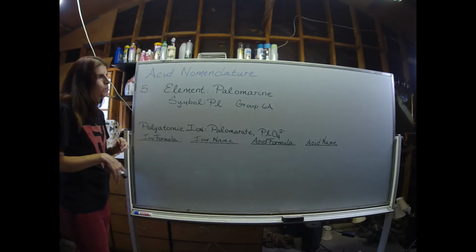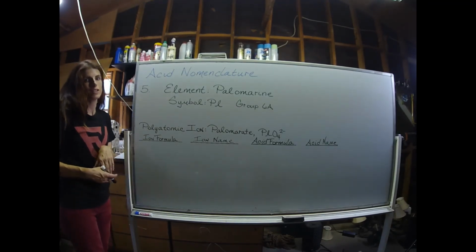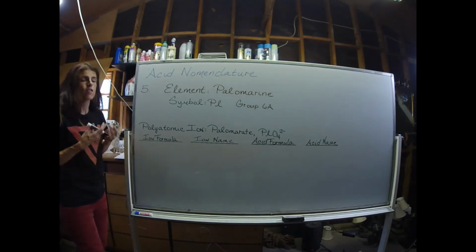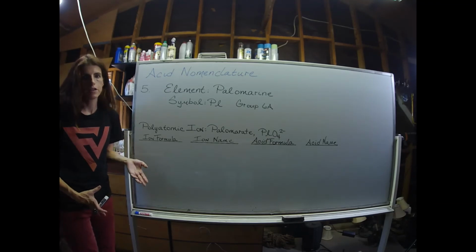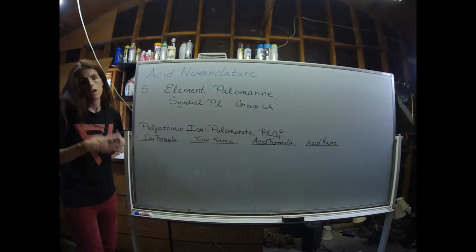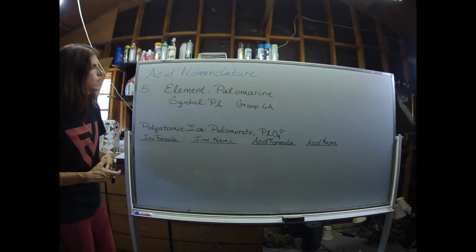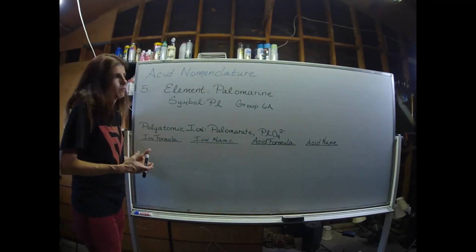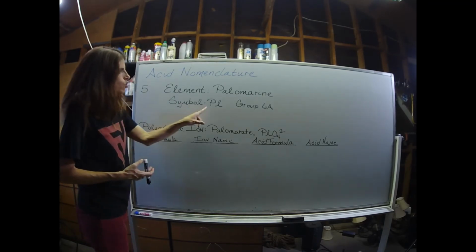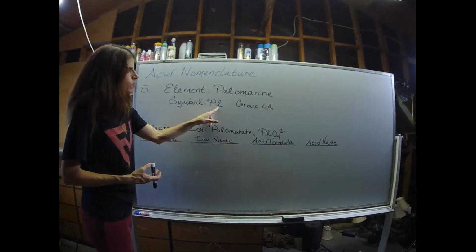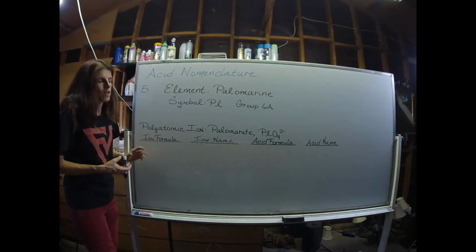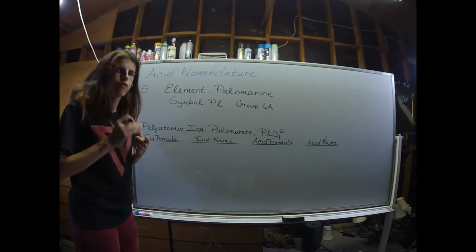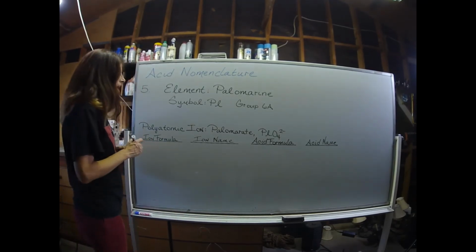Such a cool problem. This is the kind of quiz question or test question that I like because you can't just look up the answers. It really shows me that you understand the pattern, not only for the ions, but also for the acids. So the first piece of information that we're given is the name of this fictitious element, polymerine. And we're told that it's symbolized by PL and that it's in group 6A. So assuming that it forms a binary acid, let's come up with the formula and name of the binary acid.